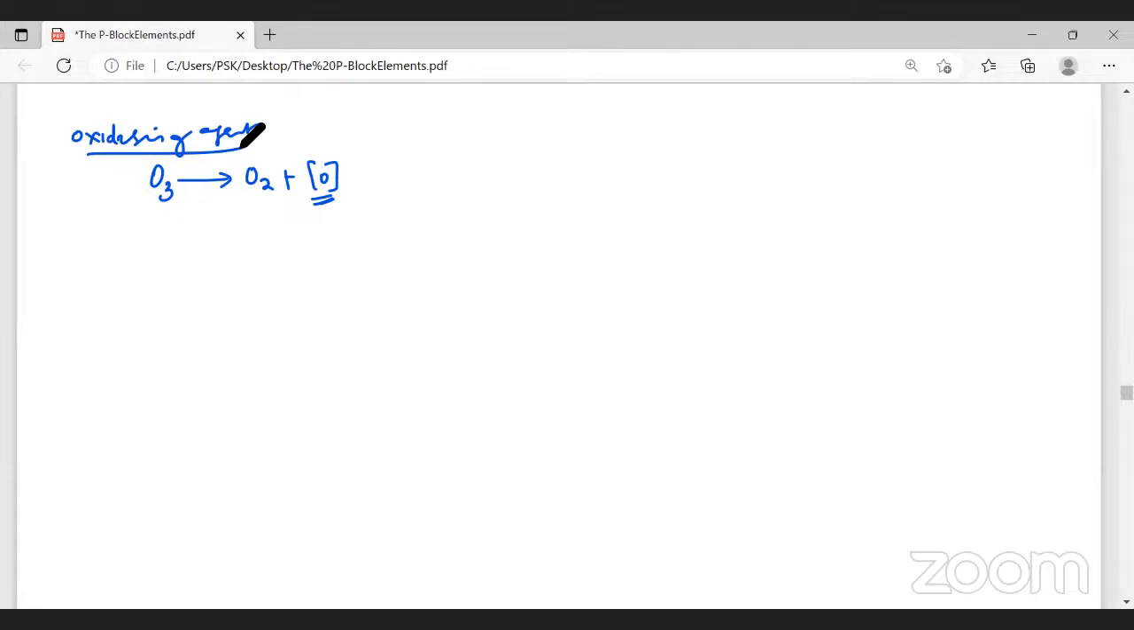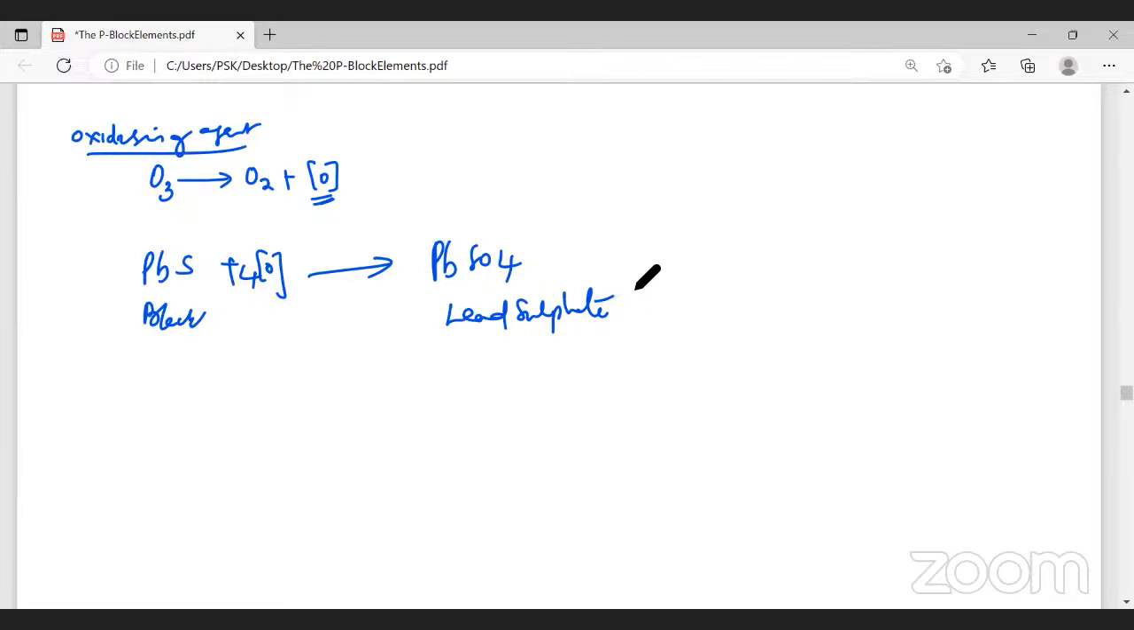Now, ozone oxidizes lead sulfide. Lead sulfide is PbS, which is black. It oxidizes lead sulfide to lead sulfate, which is white in color. So addition of oxygen is called oxidation. So ozone oxidizes black lead sulfide to white lead sulfate. It's a very important reaction.